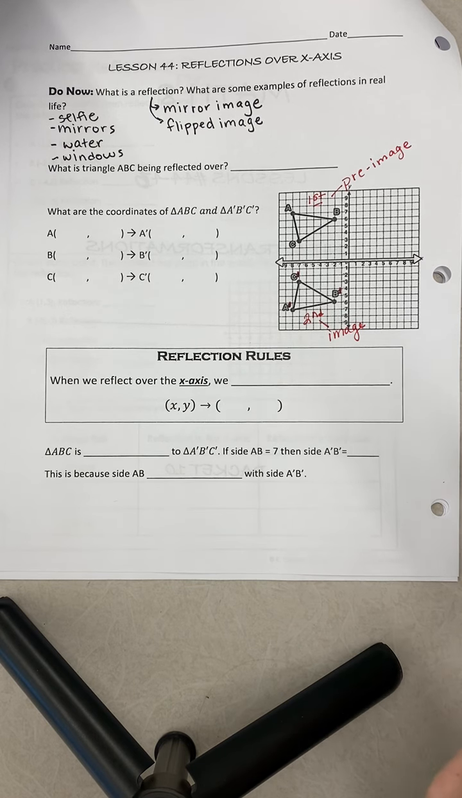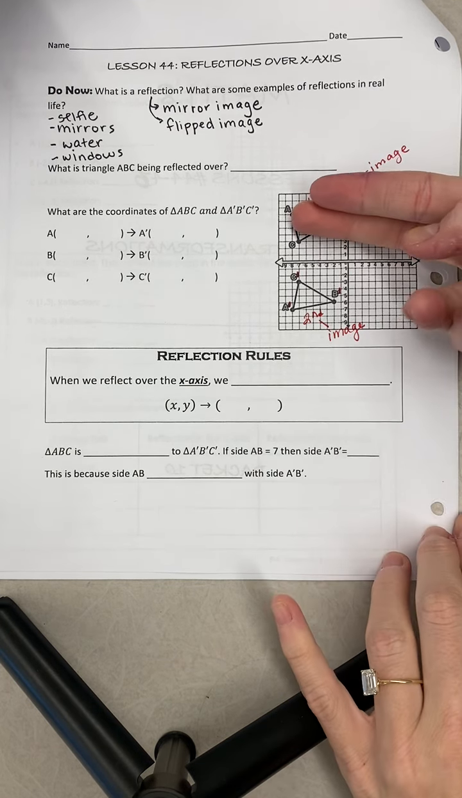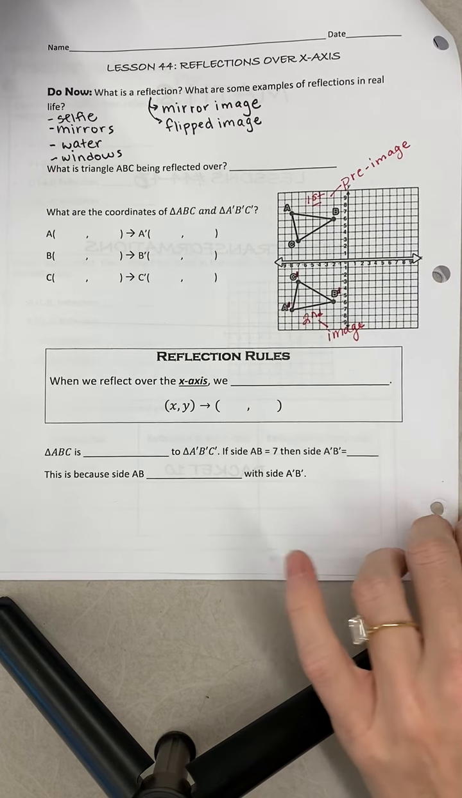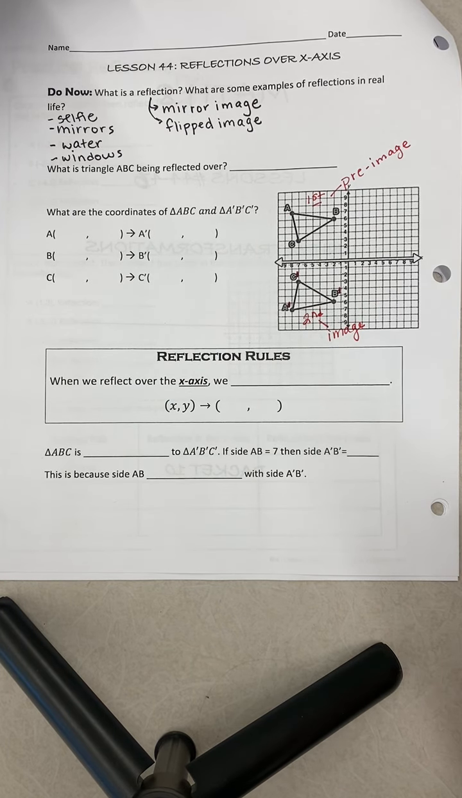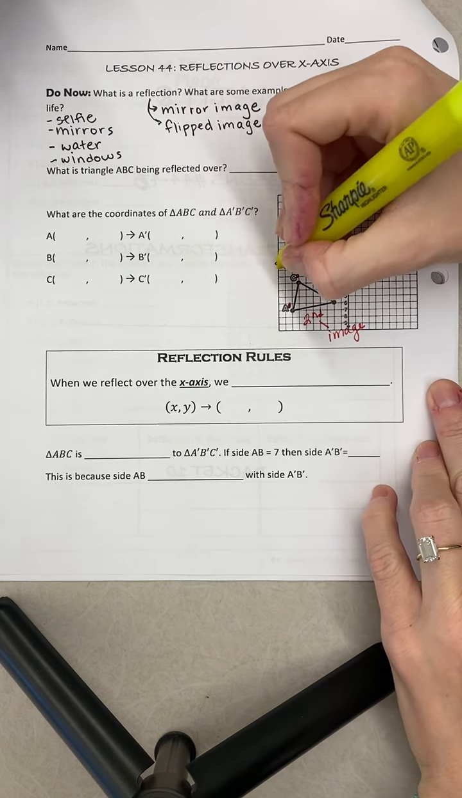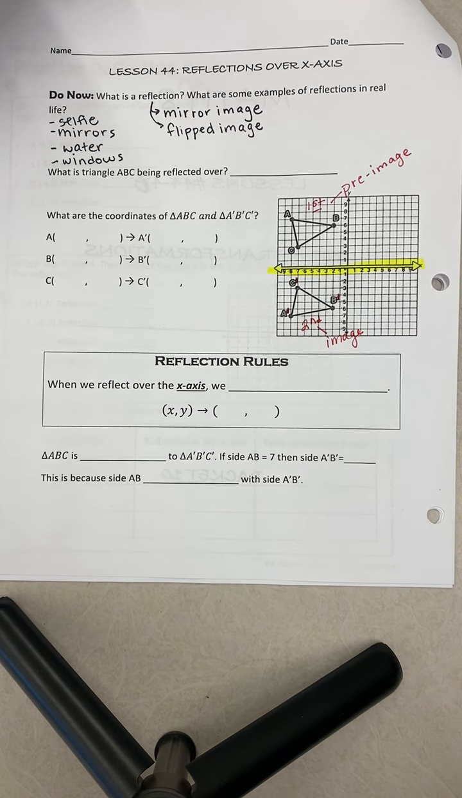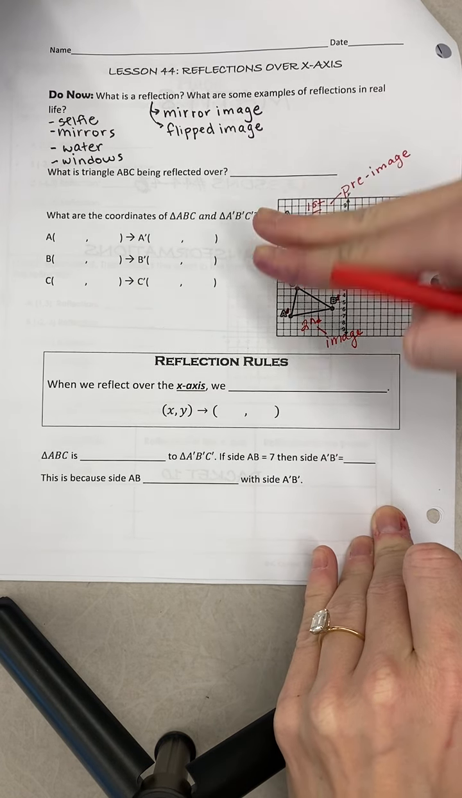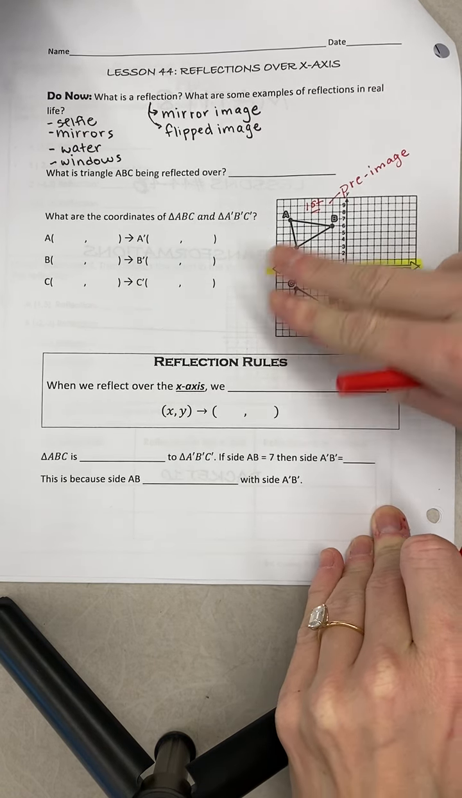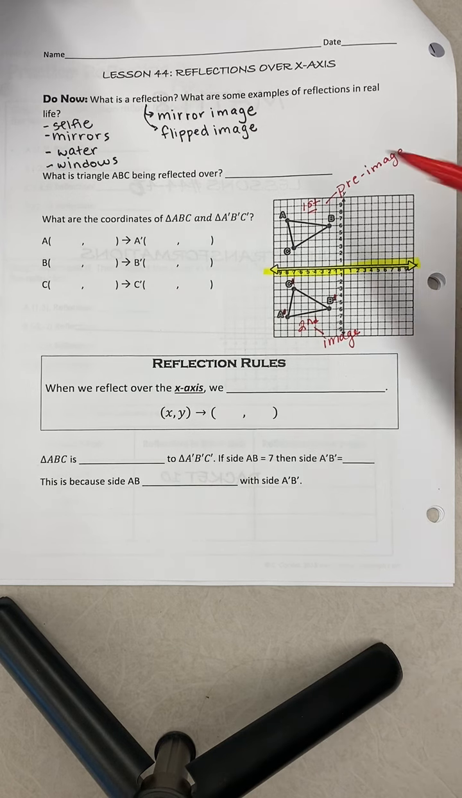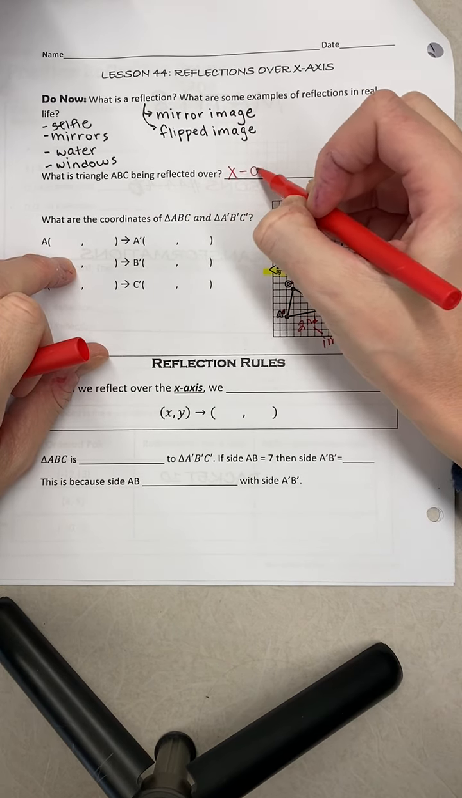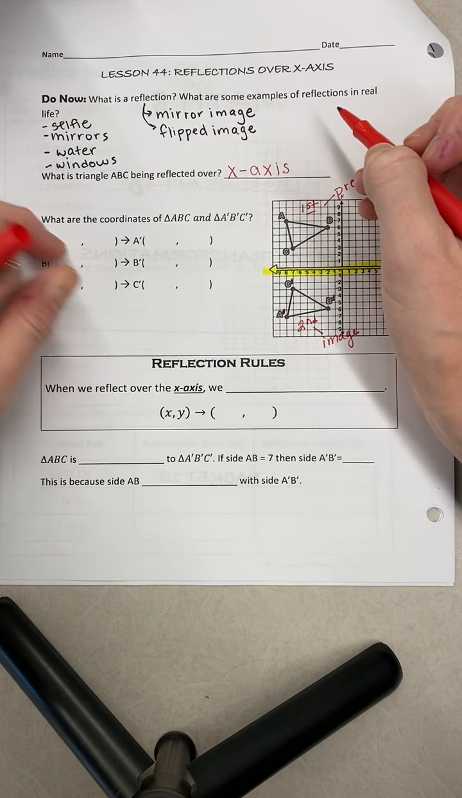So then what would triangle ABC be reflected over to get to A prime, B prime, C prime? What you notice here is we have this x-axis, and that's what it's being reflected over. So if we take a look here, ABC, I'm sorry, is here. If I flipped it, I get A prime, B prime, C prime. So it's being reflected over the x-axis.